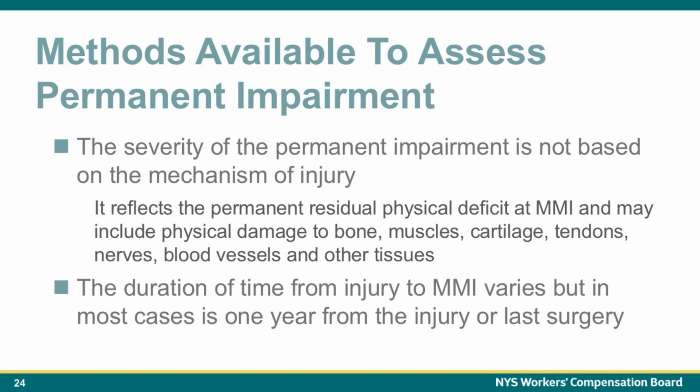It is important to understand that the severity of a permanent impairment is not based on the mechanism of injury. It reflects the permanent residual impairment that occurs at maximum medical improvement and may include damage to a variety of tissues, including bone, muscle, cartilage, tendons, etc. The duration of time for maximum medical improvement varies, and in most cases is 1 year from injury or last surgery. Subsequent sections in each chapter provide normal ROM tables, the method for calculating the overall SLU for the body part, and special considerations in the percent loss of use for amputations at different levels of the involved body part.